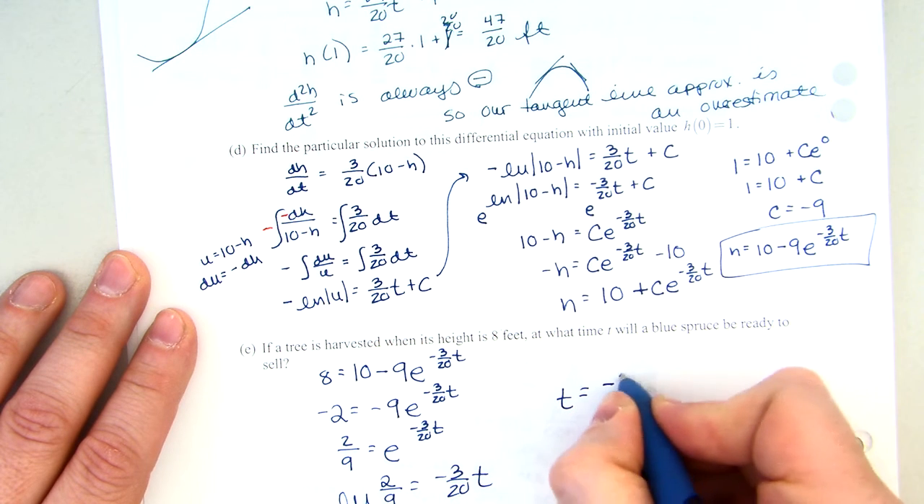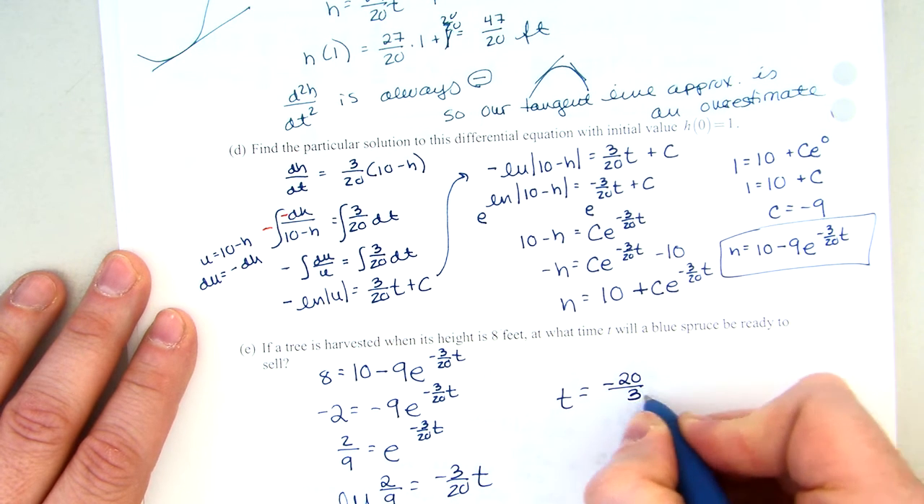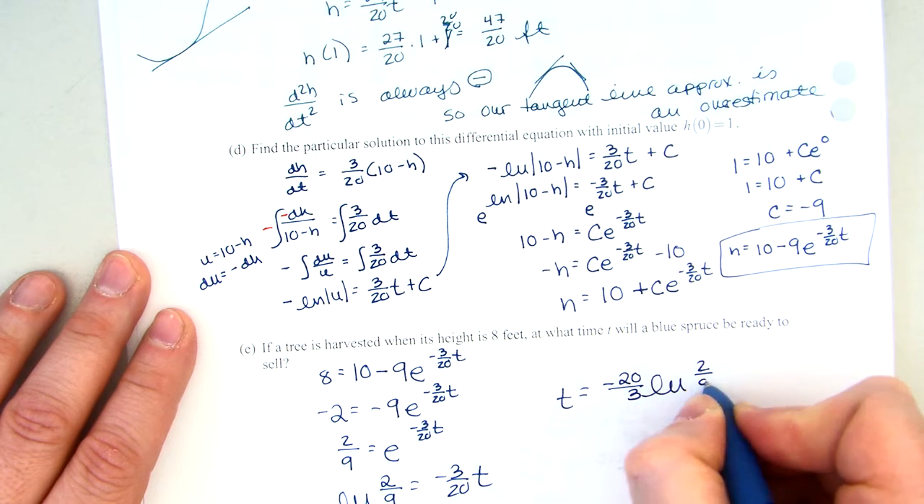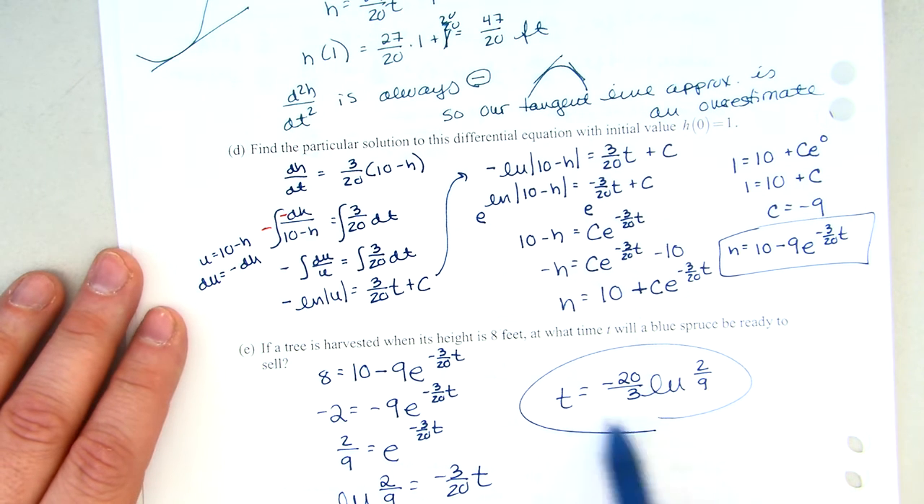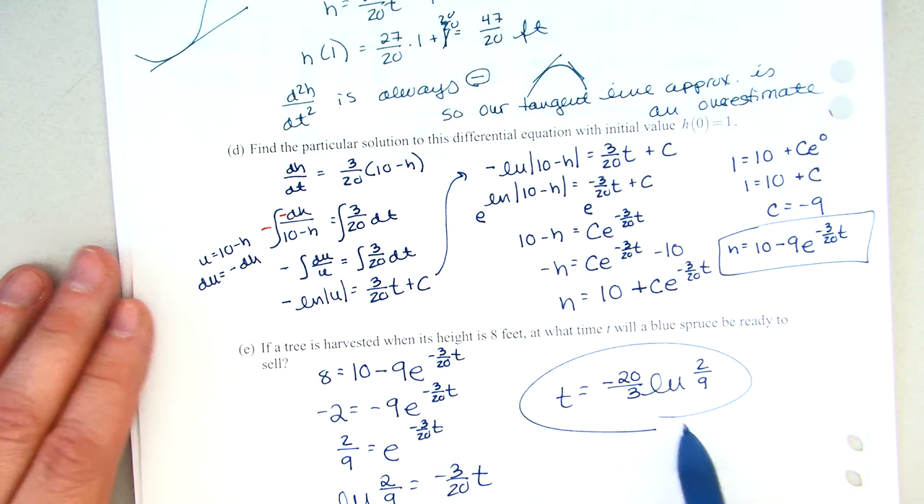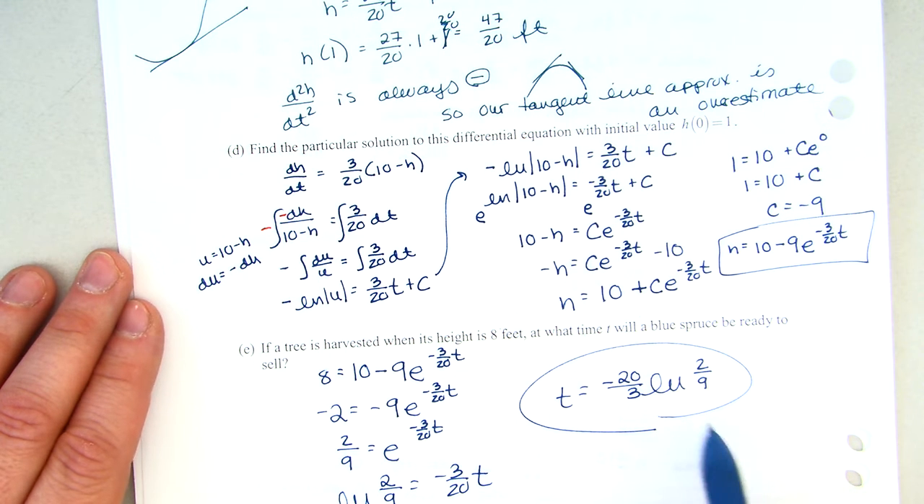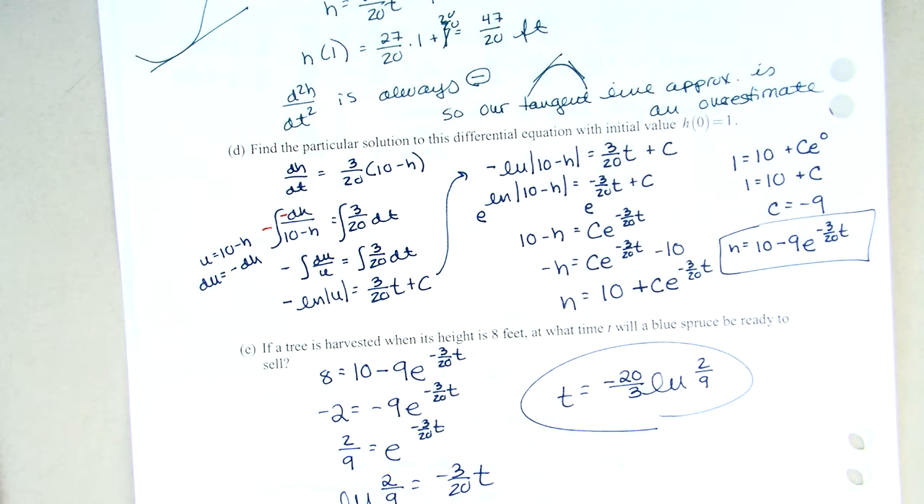Well, hold on. Yes. Can you get something like that? -20 natural log 2/9. It is still a positive time because the natural log of 2/9 is negative, so that times negative will make it positive. Plus, I knew that, physically, it's got to equal 8 feet at some point, because I know it's going to reach 10 feet, and I know I'm starting at 1 foot.